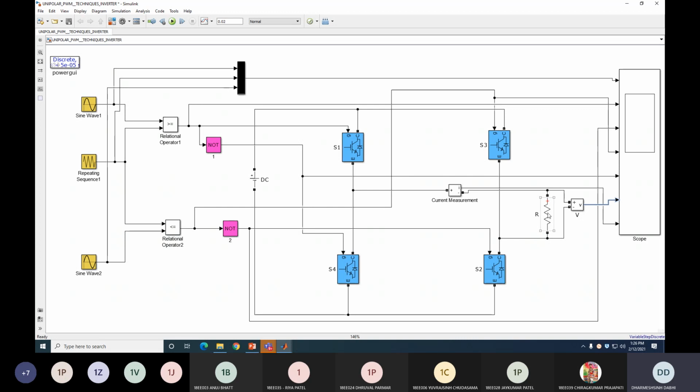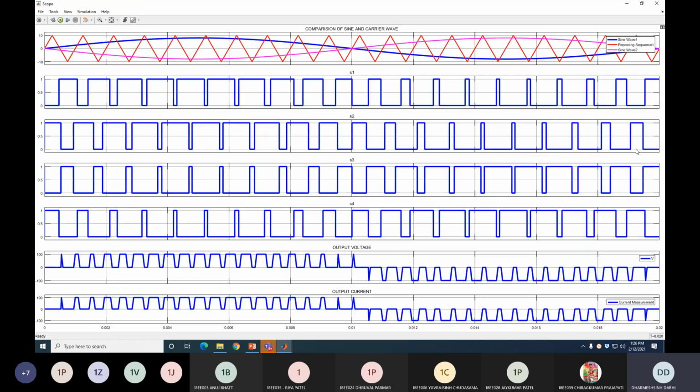And then here I take the resistive load, the 1 ohm resistor, and across it with the voltmeter, I measure the voltage in this axis. And then the last one is measuring the current flowing into this load resistance. Okay. So I first measure these 3 parameters, sine wave, triangle and inverted sine wave, in one axis. Then the 4 switches' gate pulses, output voltage and load current. Yeah. So let's run this simulation and see what is the output of this unipolar PWM technique.